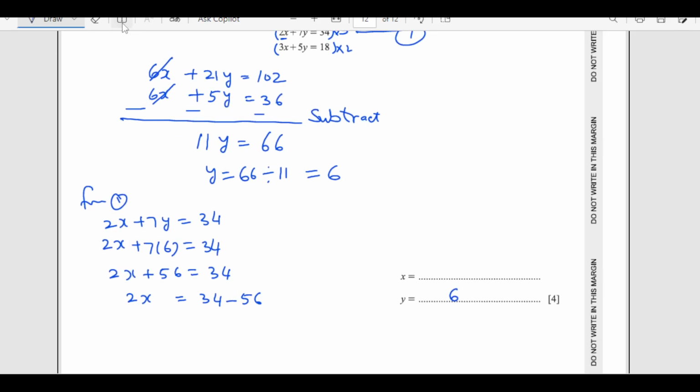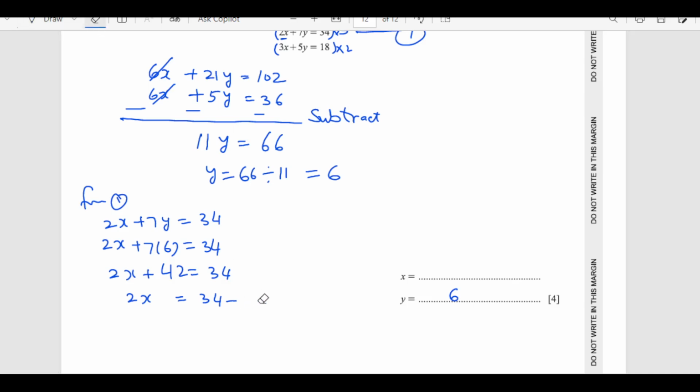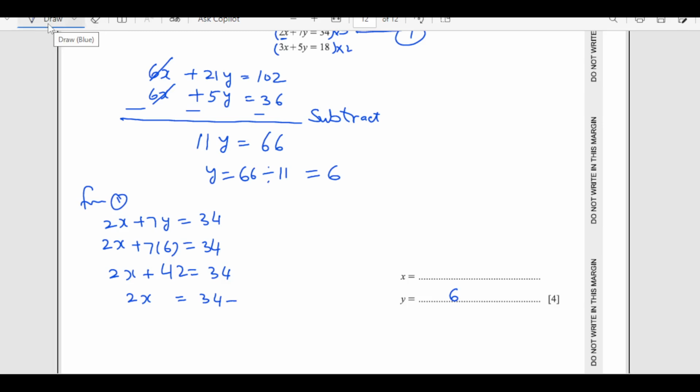7 times 6 is not 56, guys. Sorry. 7 times 6 is 42. So we have 42 here, and the same is going to reflect here. So 2x is equal to negative 8. Divide by 2, divide by 2. So we got the value of x as negative 4. So we have x is negative 4, right?